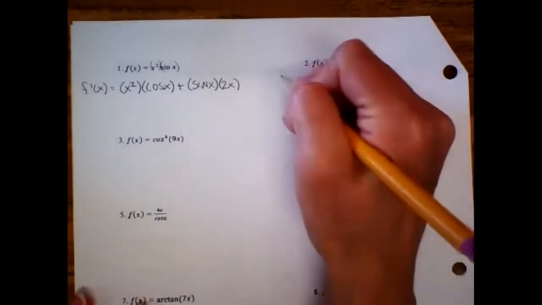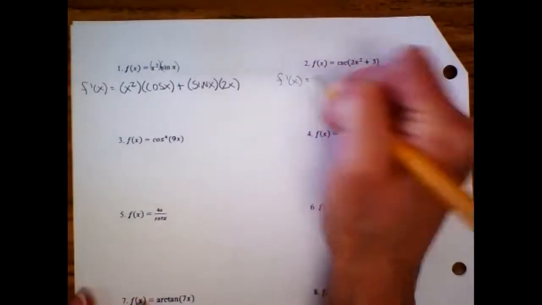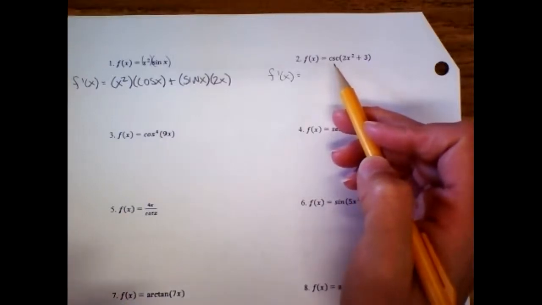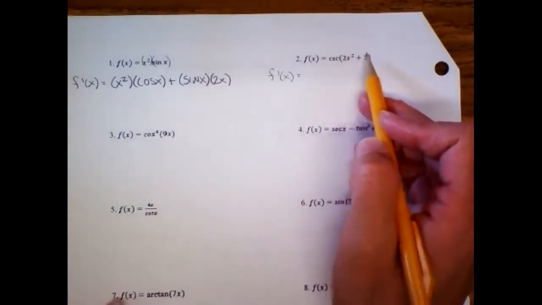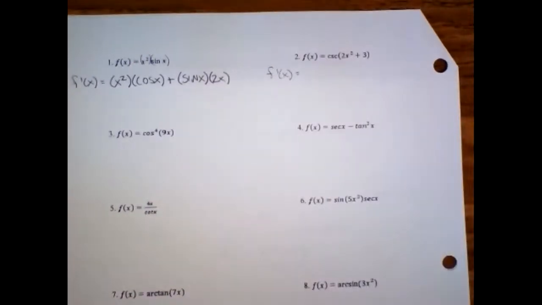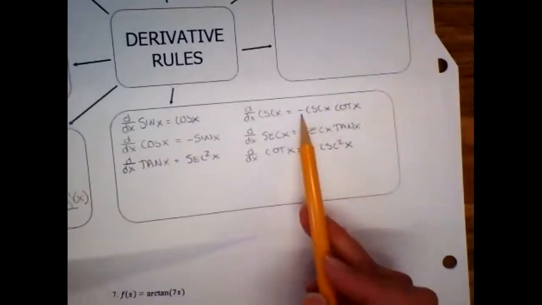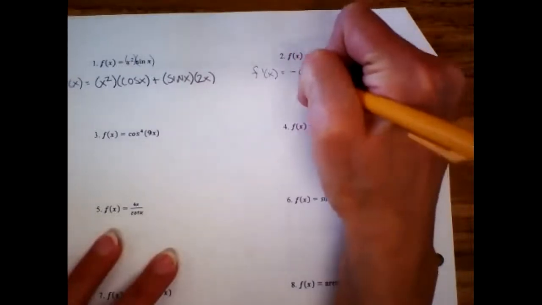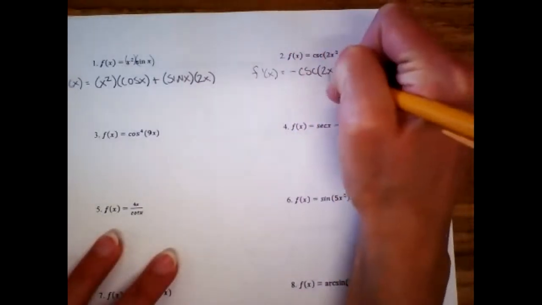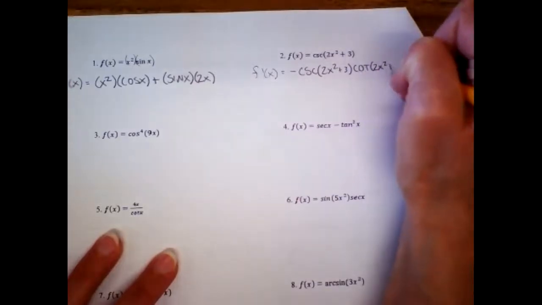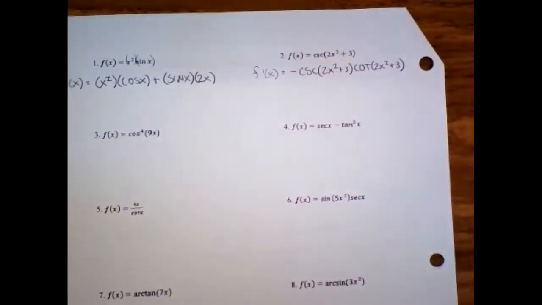All right, what rule is this one? Chain rule. People mistakenly say product rule a lot. It's like cosecant got hungry and ate 2x squared plus 3. All right, so the derivative of cosecant is negative cosecant cotangent, right? So it is going to be negative cosecant of all of that. Remember, the guts of the problem stay the same. Then cotangent of all of that. So it's negative cosecant cotangent of that stuff.